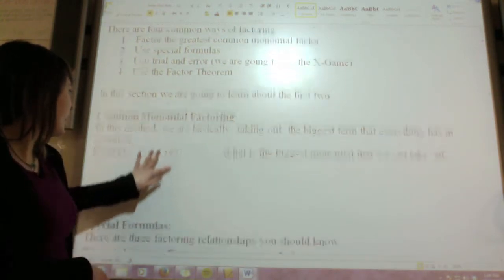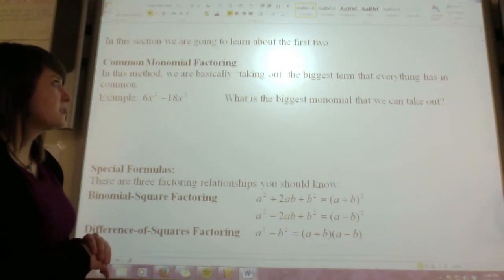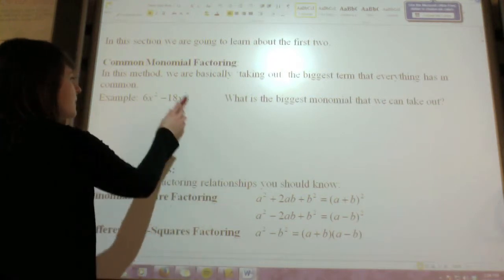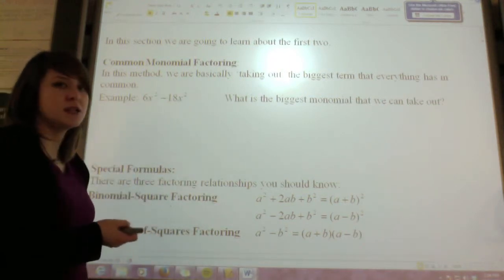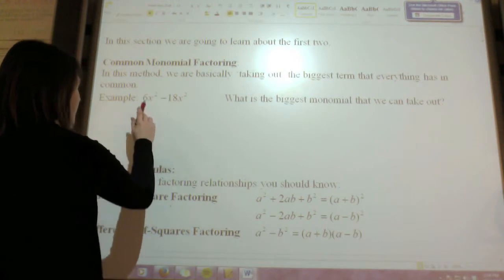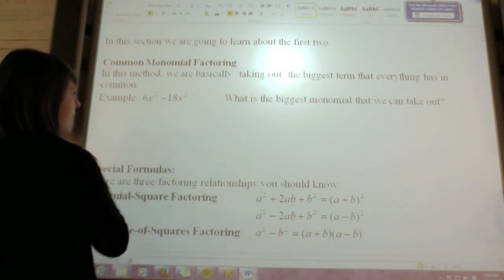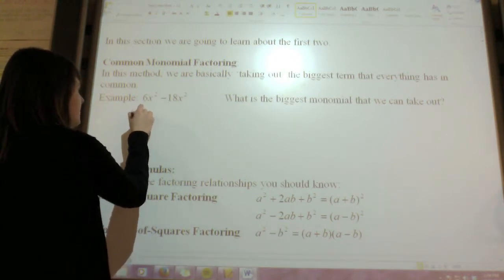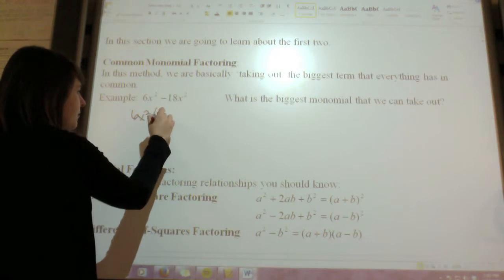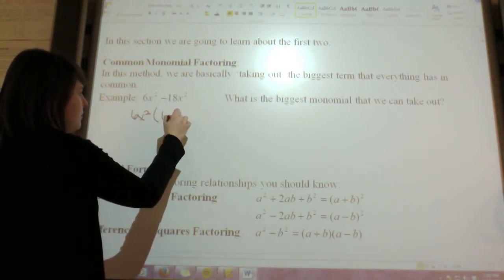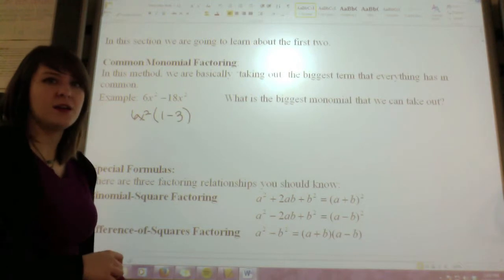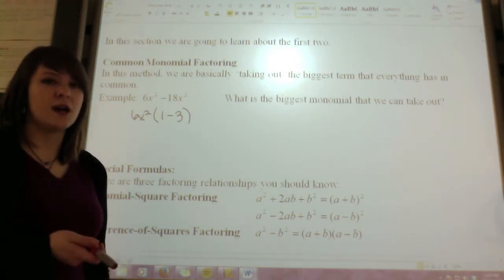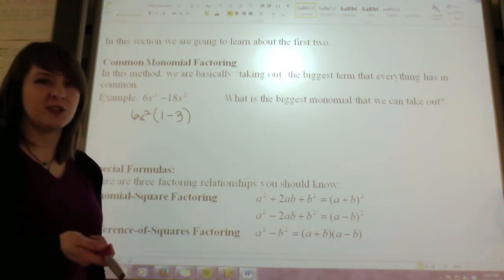So common monomial factoring. In this method, we're basically taking out the biggest term that everything has in common. So looking at this one here, what's the biggest number that I can take out? Well, I have an x squared in common and I have a 6 in common because 18 is divisible by 6. So I can pull out a 6x squared. And when I do that, I'm left with 1 here and I'm left with 3 here. Okay, now that seems silly because I could have just simplified first, and we'll look at some cases where it'll make a little more sense than that one.